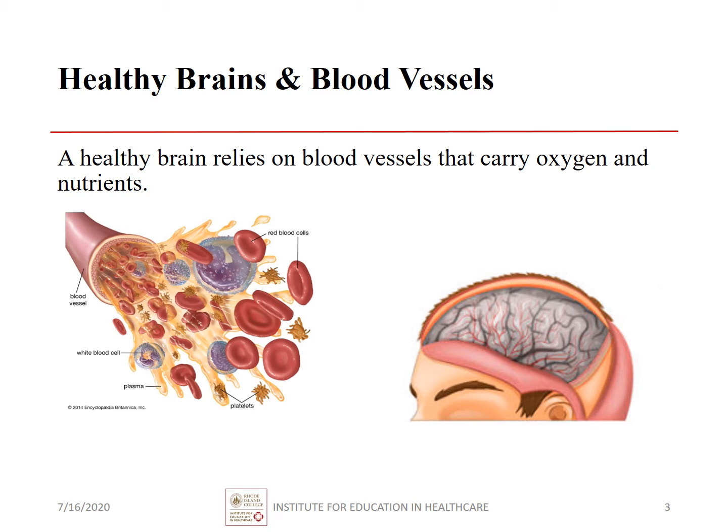So if that blood flow to the brain is interrupted, parts of the brain can die and lose their function. And this brain tissue death can be permanent, or in some cases it can be reversed over time. And it all depends on how big the blockage is, how big the interruption of blood flow is, and for how long.